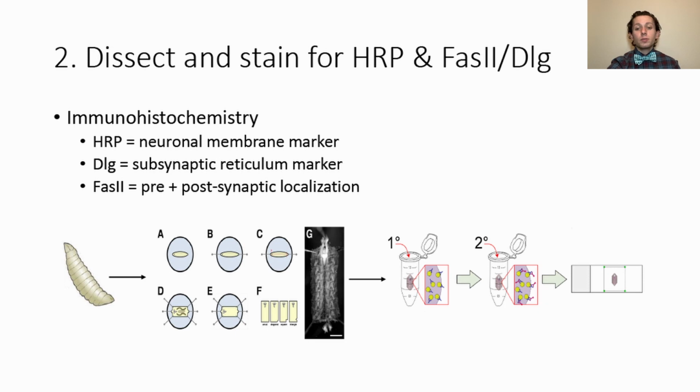HRP was used as it is a specific neuronal membrane marker that can be used to visualize the presynaptic neuronal membranes of larval NMJs. Discs large, as a resident protein of the subsynaptic reticulum, is known to localize extensively throughout it, and thus DLG staining can be used as a proxy for subsynaptic reticulum development. Fas2 is known to have both pre- and postsynaptic localization to the larval neuromuscular junction, and we were interested in seeing how this localization may be affected when the C terminus is deleted.